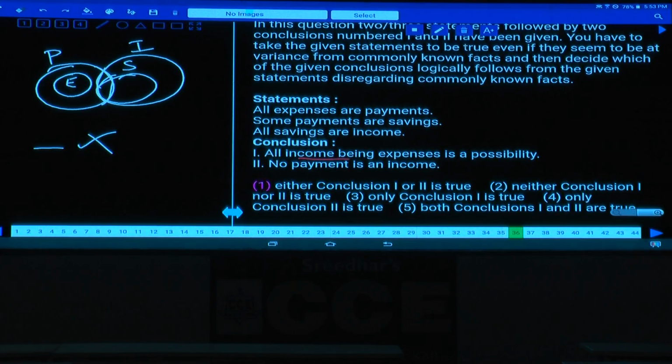First one, all income are expenses, is it possible or not? We can write it as a single diagram, because all the statements are affirmative. Hence the first one is possible. Then what is your answer here? Only one follows, choice 3. Question number 36, choice 3 is the answer.